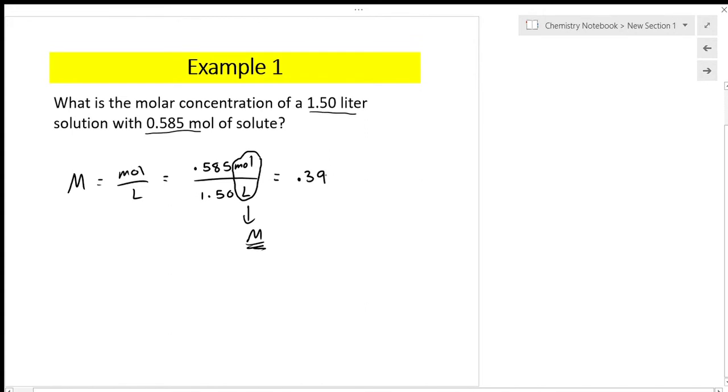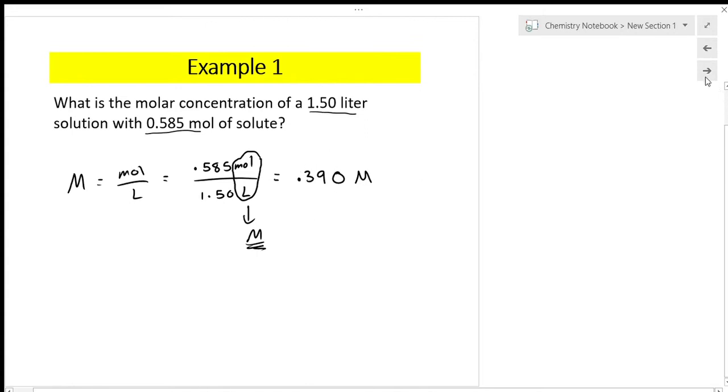Now, you have to be smarter than your calculator. You know that there has to be a third significant figure. So what we have to do is add that 0 in there. So we know that this is going to be 0.390 molar. Okay, I'm not going to box anymore.